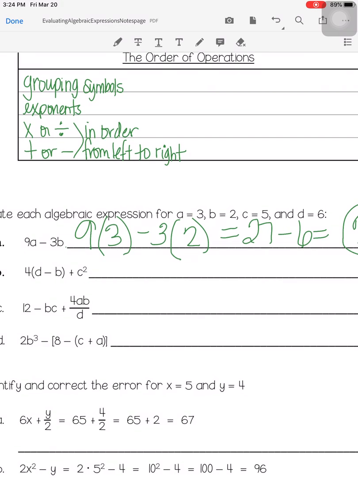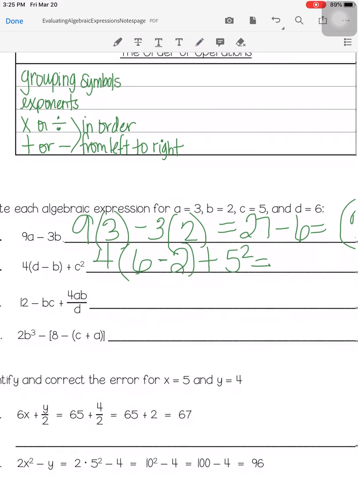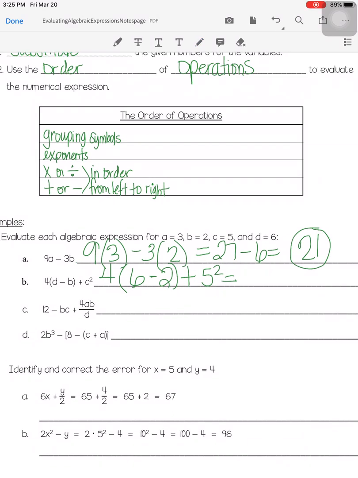So we have 4, and then we have parentheses, D minus B plus 6C squared. So let's write this out using substitution. So we're starting with 4 times, a number beside parentheses means we're multiplying, D, which is 6, minus B, which is 2, plus 6 times C, 5 again, to the second power. All right, so we substitute the numbers for the variables.